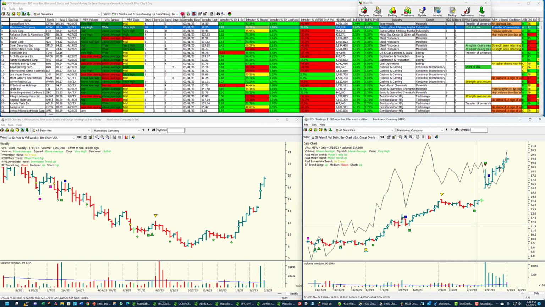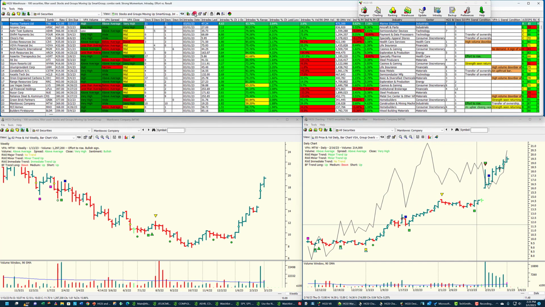Now going back up here, I'm going to reapply this. When I reapply this, it's now being driven by the effort versus result combo, and this takes this sort out of the industry groups, and stocks that are most in demand are coming to the top of the list based upon price and range and volume.